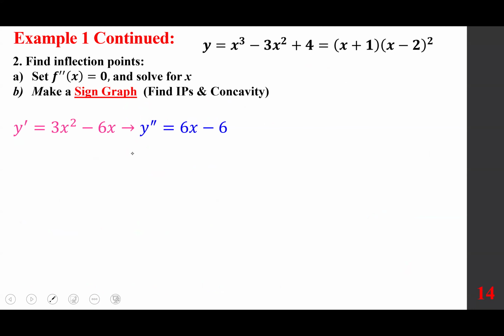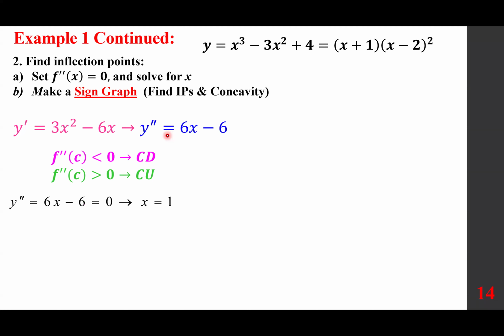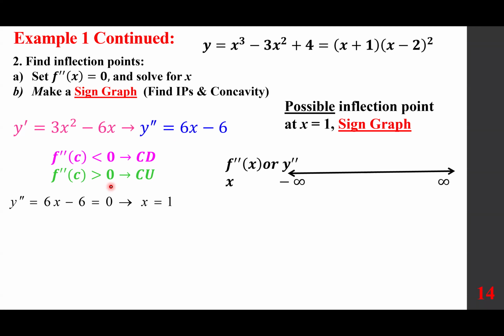All right, we want to find inflection points. So again, remember what we did. We have the function. We have y prime. And since we did y double prime on the previous page, we're going to use it here. Set it equal to 0, and x becomes 1. And remember, if it's negative, concave down. If it's positive, concave up. So let's put it on a number line, the sign graph from negative to positive infinity.